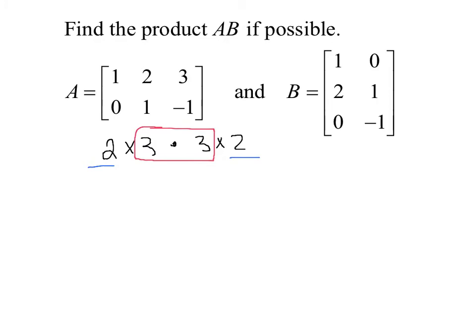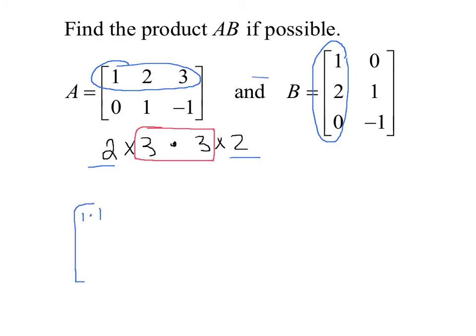Now I'll show you the long way, but we'll show you in a calculator how to do it as well. So what we have to do is you do first row times the first column. So watch. You get 1 times 1 plus 2 times 2 plus 3 times 0. Then you do the first row times the second column. So you get 1 times 0 plus 2 times 1 plus 3 times negative 1.